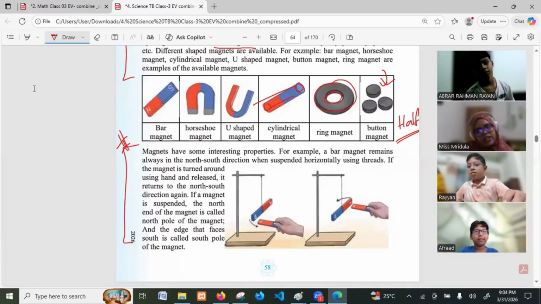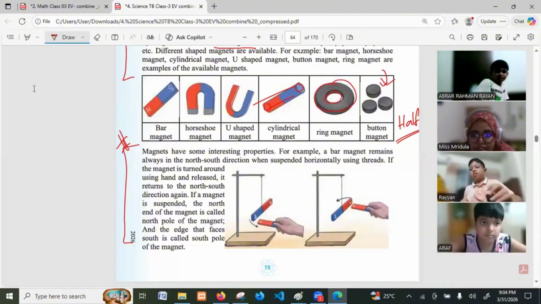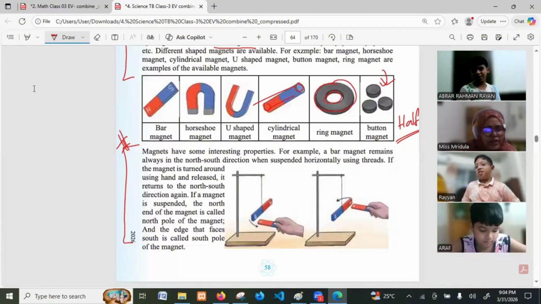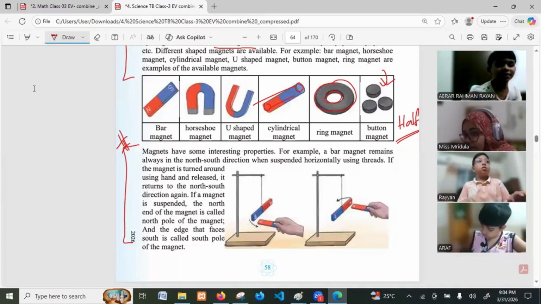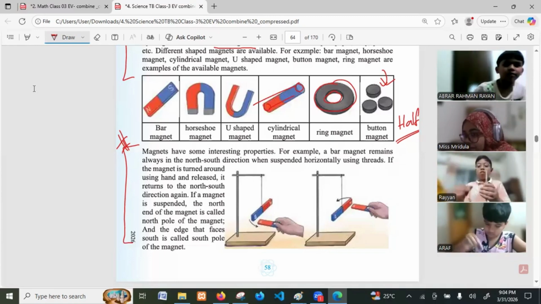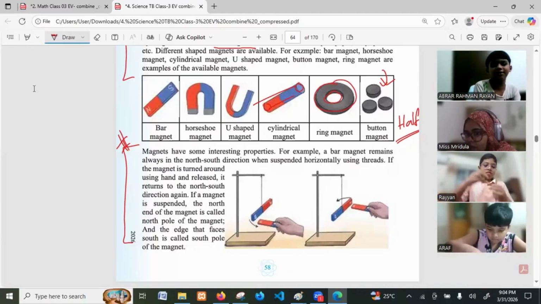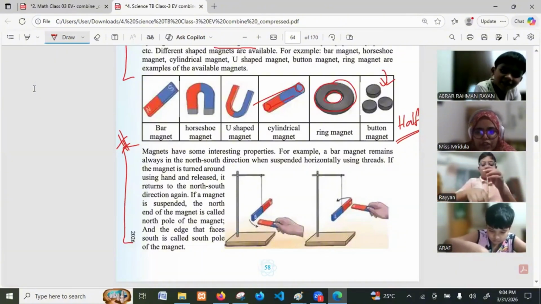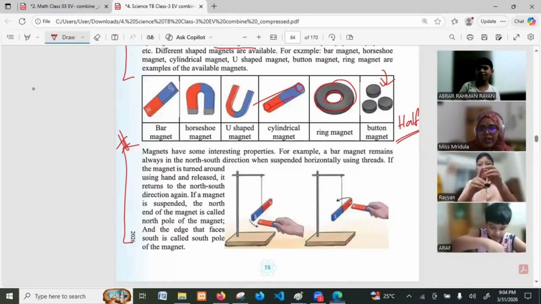Abrar, what do you want to say? Miss, I have a magnetic chess set. Don't go farther away from your device, come closer and tell me. Miss, I am saying that I have a magnetic chess set. Sometimes two chess pieces stick together, but sometimes they don't. Yes, we will be talking about that. It's because of the poles. Miss, it is in the next page.